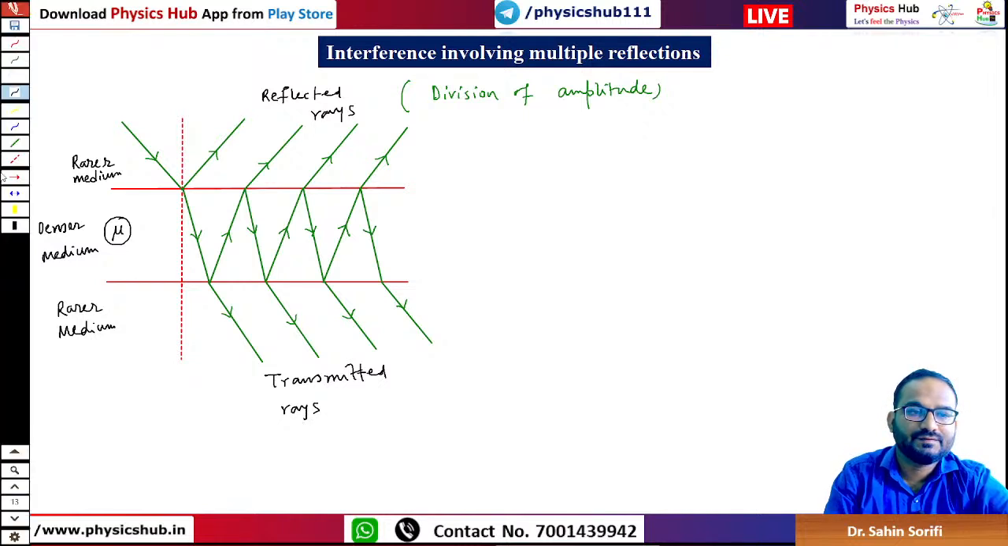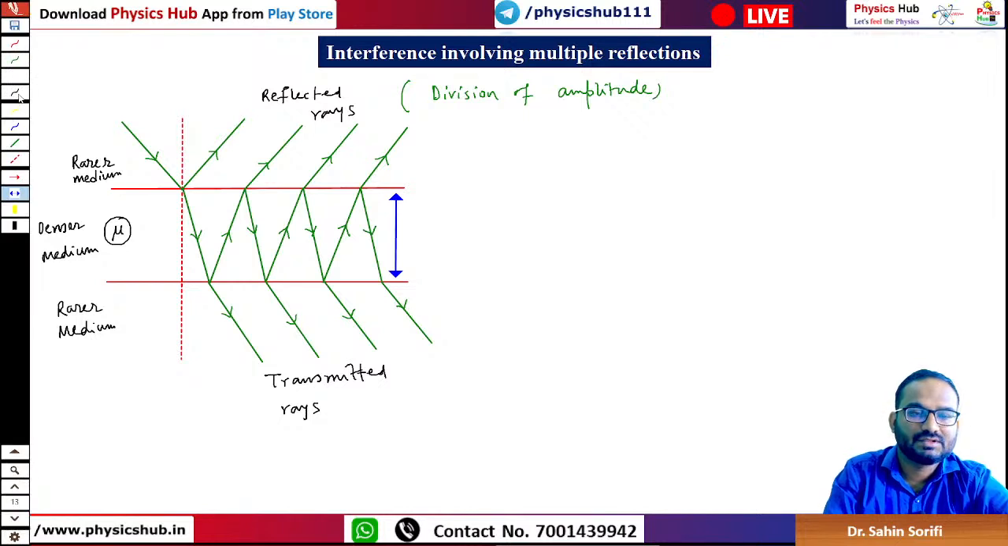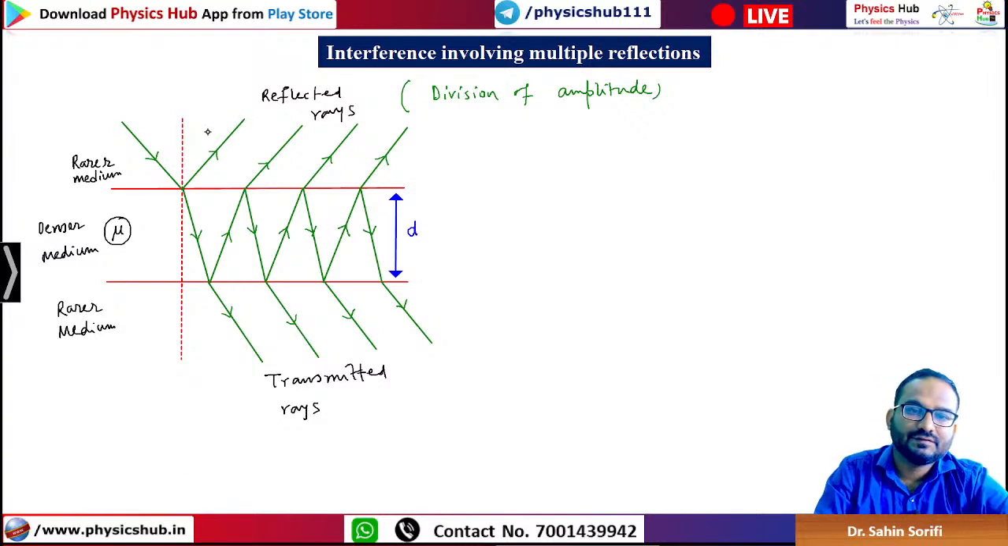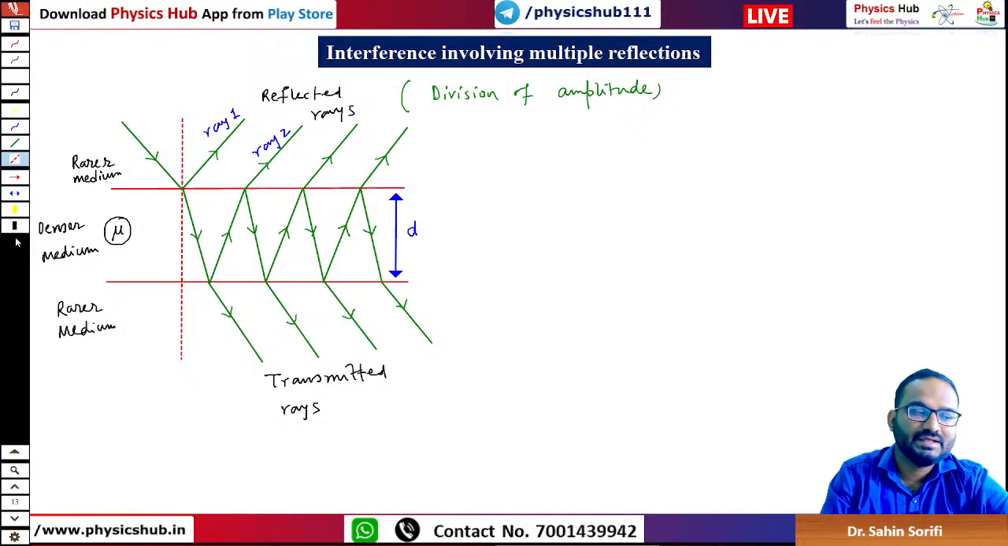Let's say the separation between these two parallel film surfaces, the film thickness, is t. Film thickness is t. This we are calling ray 1. This is most important: interference of the reflected rays, and mainly these two rays, ray 1 and ray 2, dominate the main interference pattern. Now, as you know, to find the interference intensity we need to calculate the path difference between these two rays.